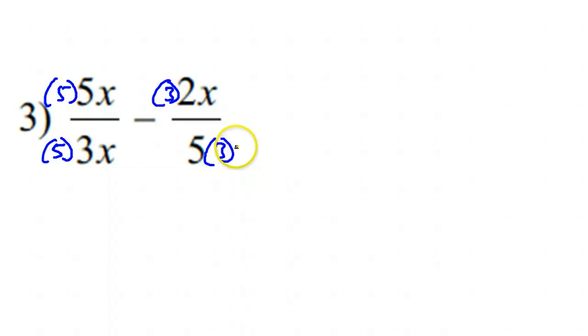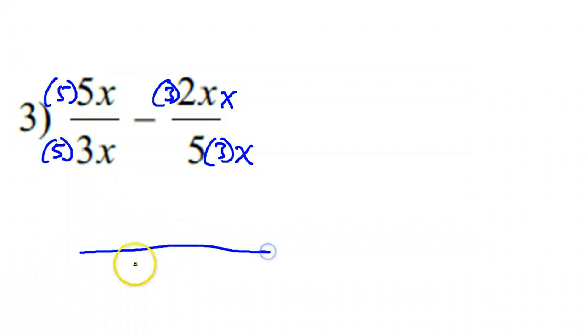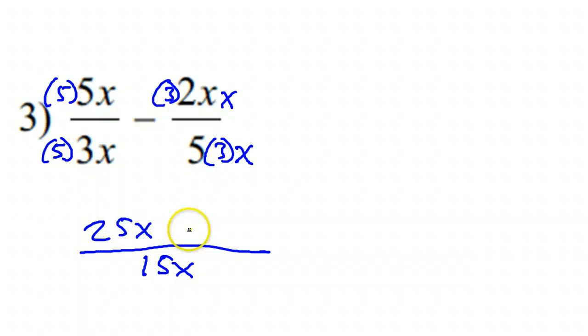This side has an x. This side doesn't have an x. So I got to do an x in the top and the bottom. So now they are essentially both 15x. So I can put them together. Okay, so if I put them together, I have a common denominator of 15x. Now the numerator here, I have 5 times 5, so that's 25x, minus 6x squared.